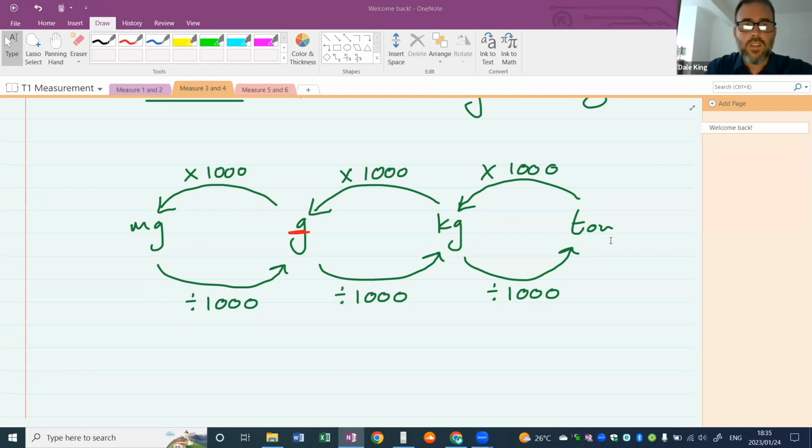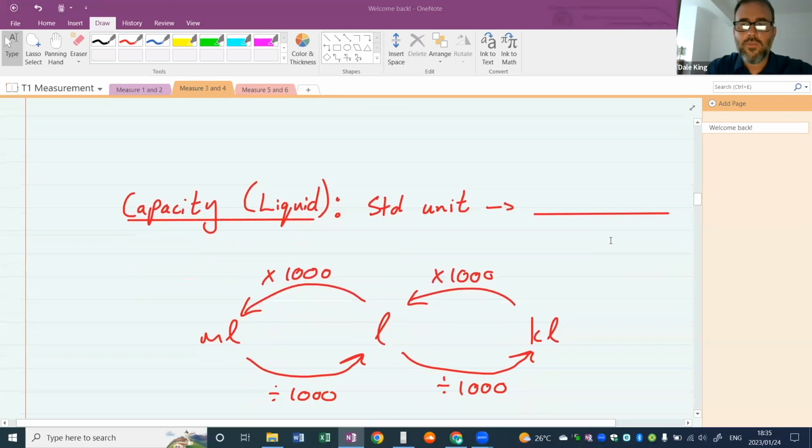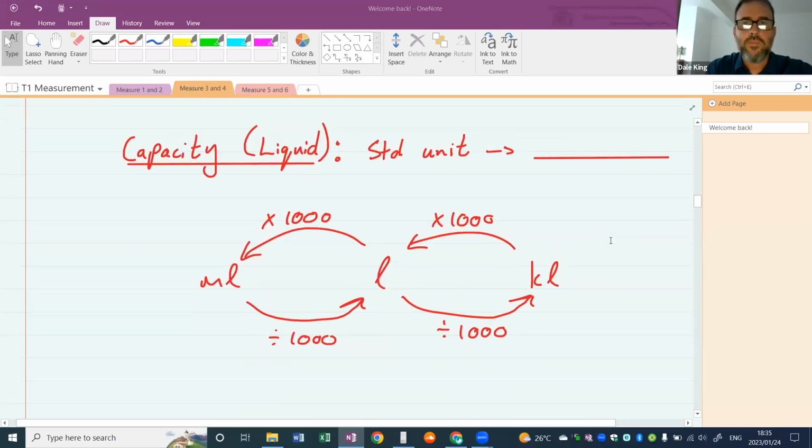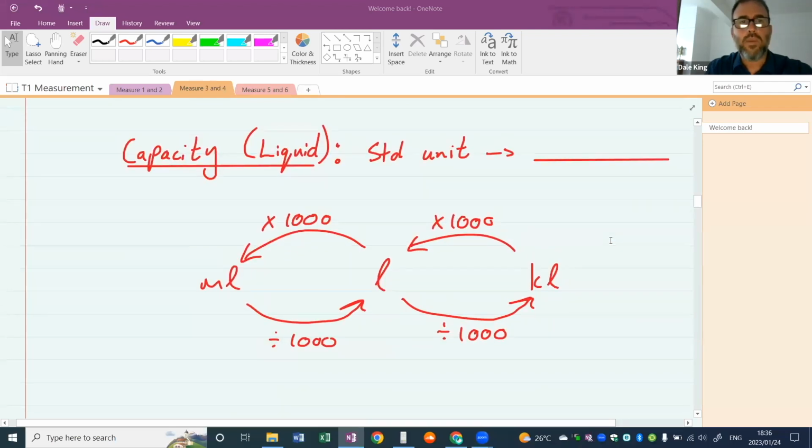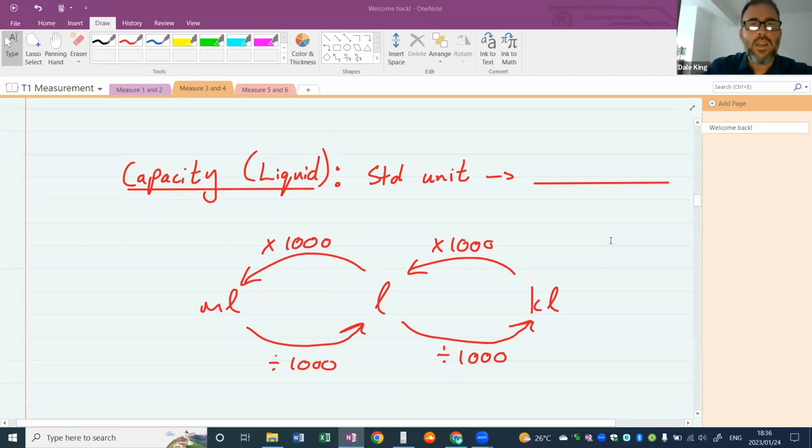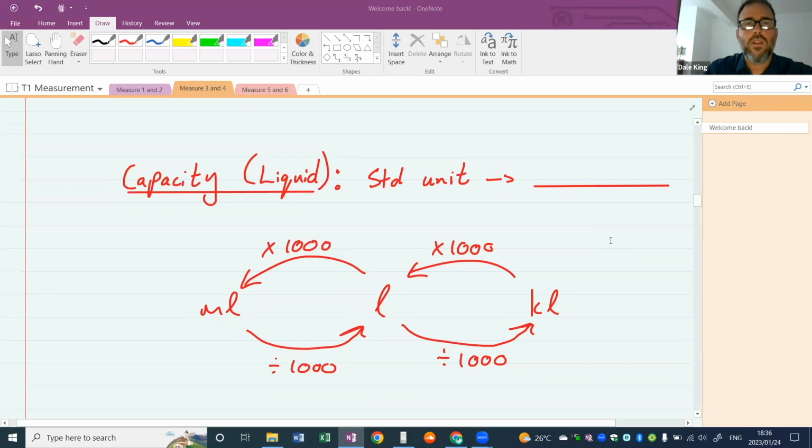All right, so I'm going to move on to the third unit of measurement now, which is capacity. Now, capacity is a strange word. When you look at capacity, I want you to think of liquid.